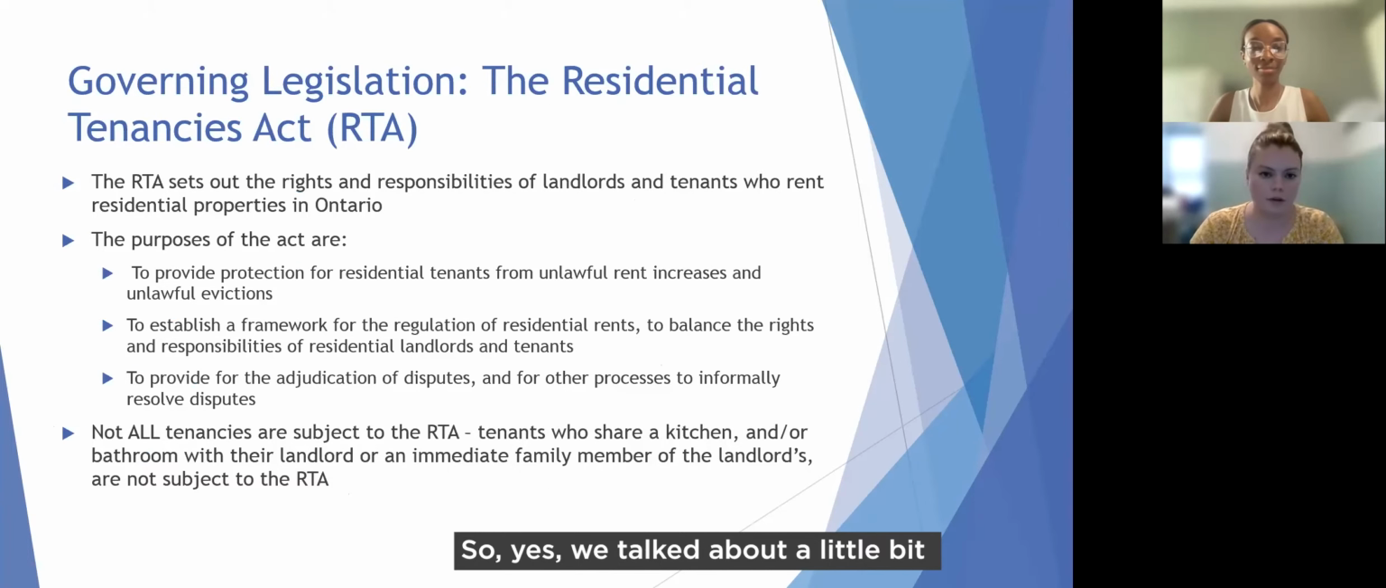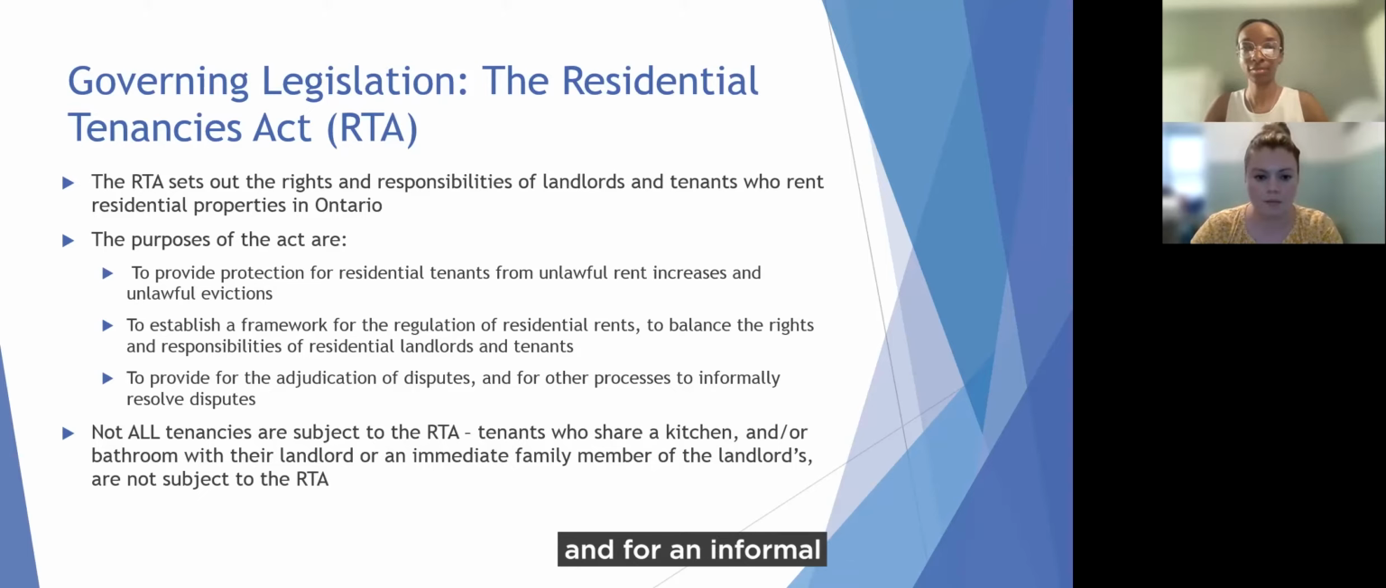So yes, we talked a little bit about the RTA already. It's about the rights and responsibilities of landlords and tenants who rent residential properties in Ontario. The purpose of the Act is to protect tenants from unlawful rent increases and unlawful evictions, and also to establish a framework for the regulation of residential rents, to balance rights and responsibilities of landlords and tenants, to set out what rights the tenant has as well, and enforcing those, the method for adjudication of disputes and for enforcement of orders, and for informal processes to resolve disputes as well.